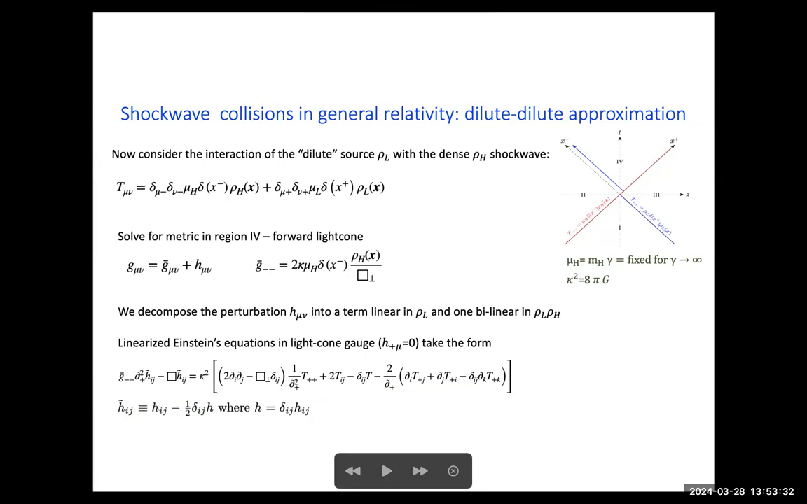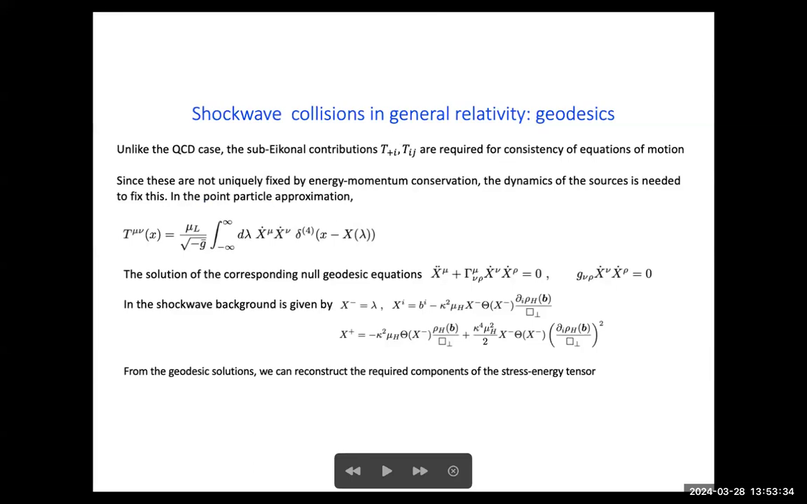And so there are some differences which appear relative to QCD: unlike in QCD, you need subeikonal corrections to achieve the full solution to the equation of evolution. These are these contributions, T i plus and T ij, and they're not uniquely fixed by energy momentum conservation. You have more equations than conservation wants to tell you. So what you have to do is find a way to solve for the source evolution, and this is described by so-called geodesics, non-geodesics.